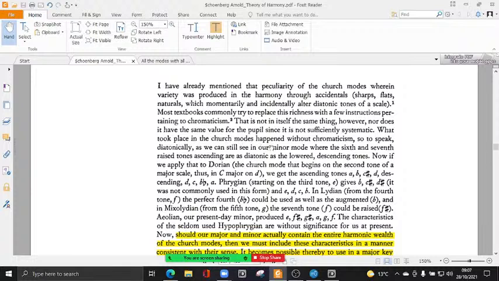What took place in the church mode happened without chromaticism, so to speak, diatonically. What is he saying here? What happened with the church mode happened without chromaticism. Accidentals didn't exist. We know that all the modes are a result of a permutation of one scale, what we call now the major scale, and the other modes come from a permutation. That's not all of it, we know that, but let's do a reductionism here just to understand.